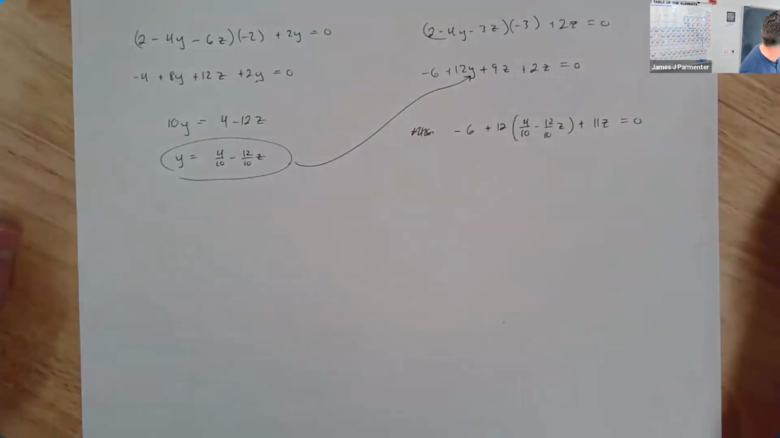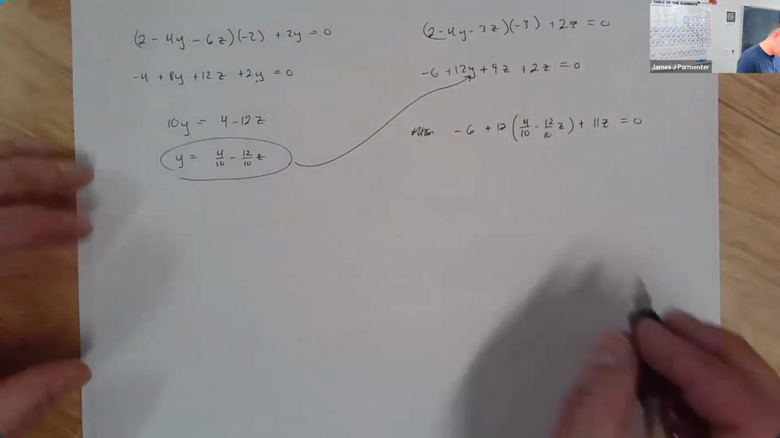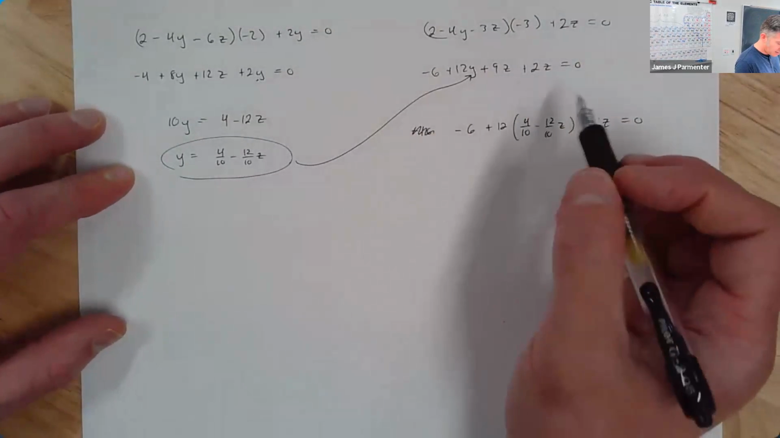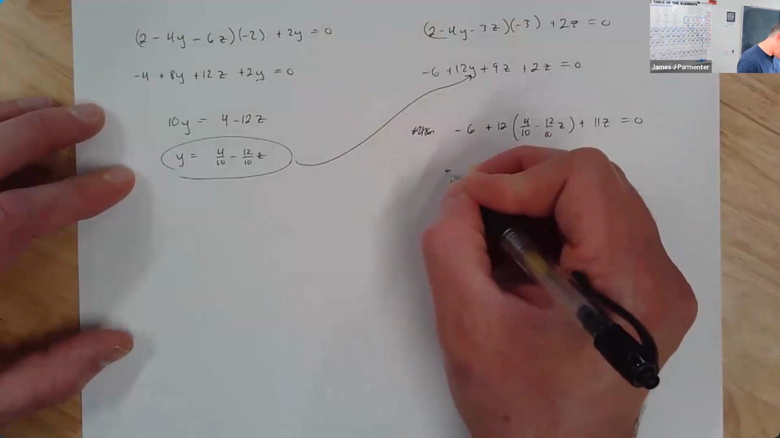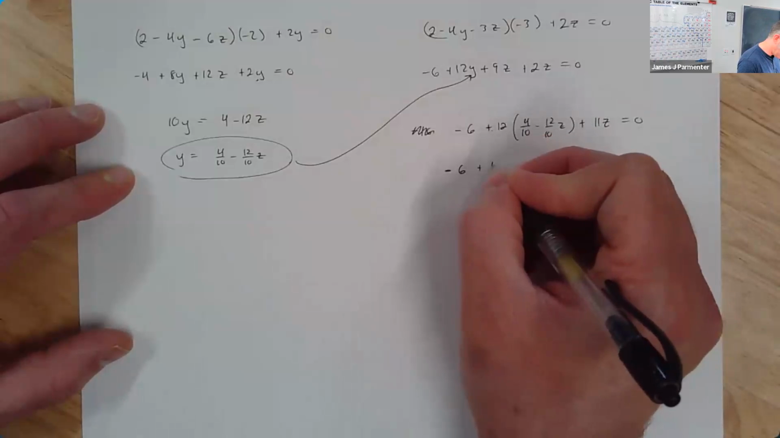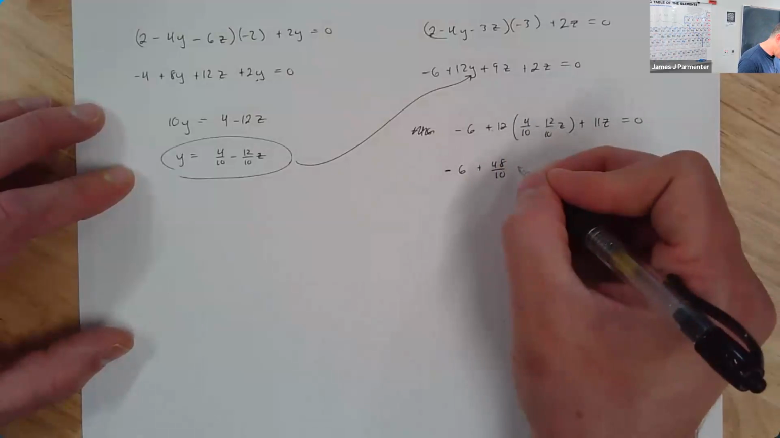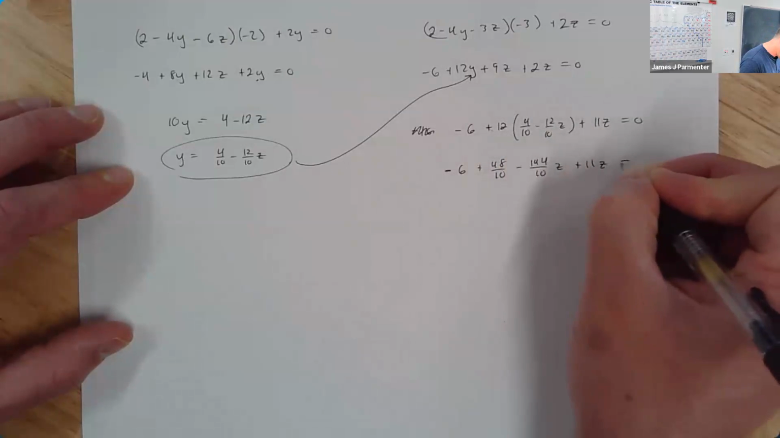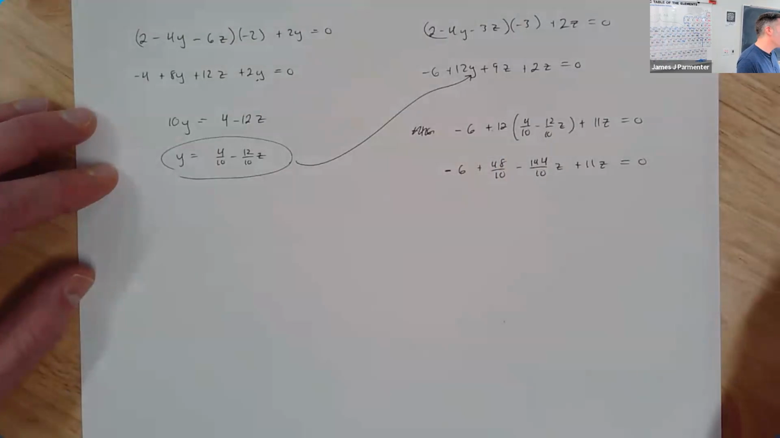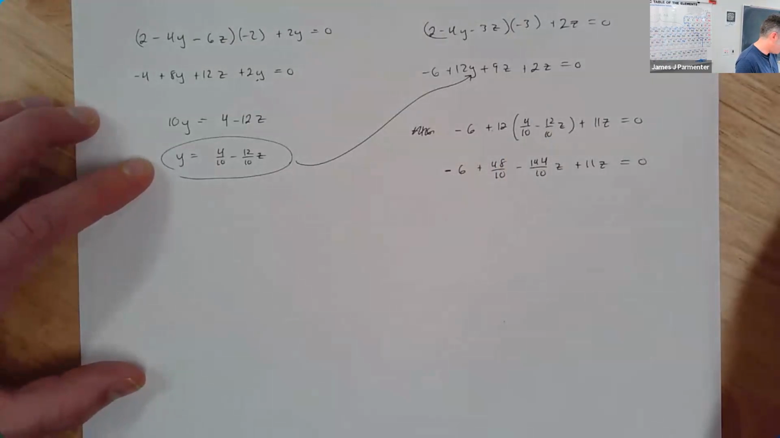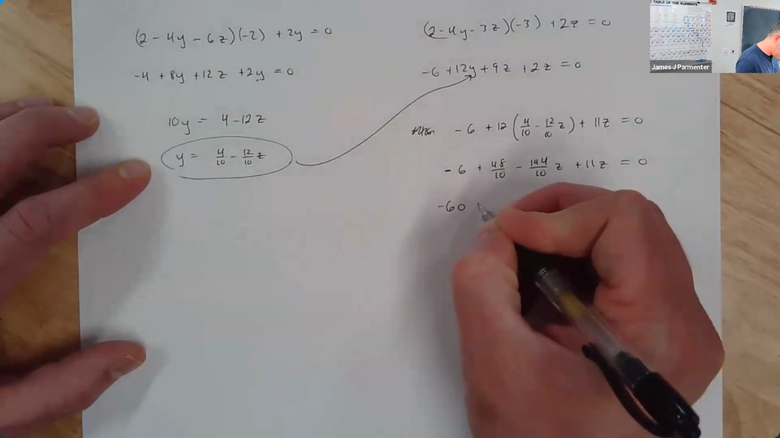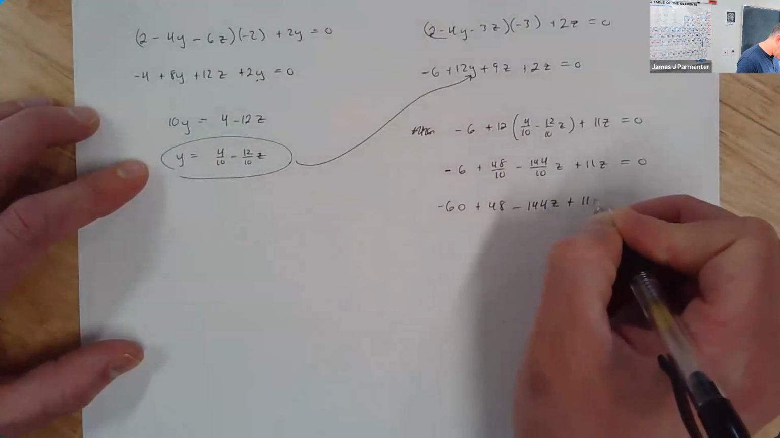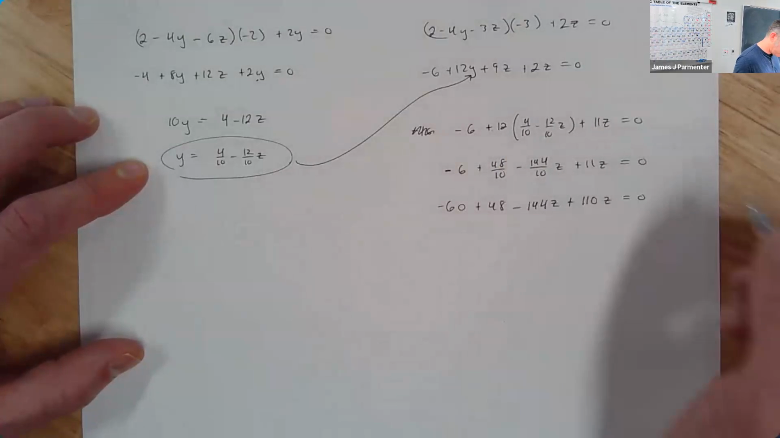All right, and then we can solve. Oh boy. Solving this one's a little dicier than I thought it was going to be. Let's see. Oh, let's be smart. Instead of getting all these weird fractions, okay, one step. 12 times 4 is 48. 12 times 12 is 144. I don't love those denominators, so let's get rid of them. Let's multiply everything by 10. Totally allowed. So then I've got negative 60 plus 48 minus 144z plus 110z equal to 0.